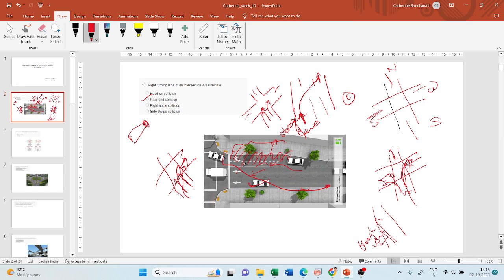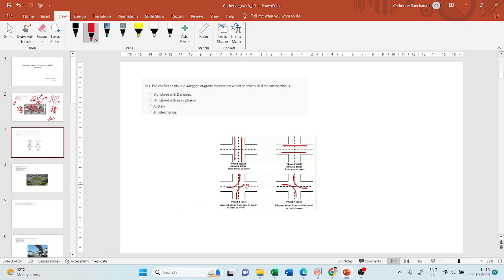This is explained by Sir, and it is there in his slides. So this is what I was talking about earlier also. In one phase, they will allow only the straight or through vehicles, and in the next phase, they will allow only the right turning or left turning traffic, whatever. So the conflict points at a four-legged intersection would be minimum if the intersection is what.